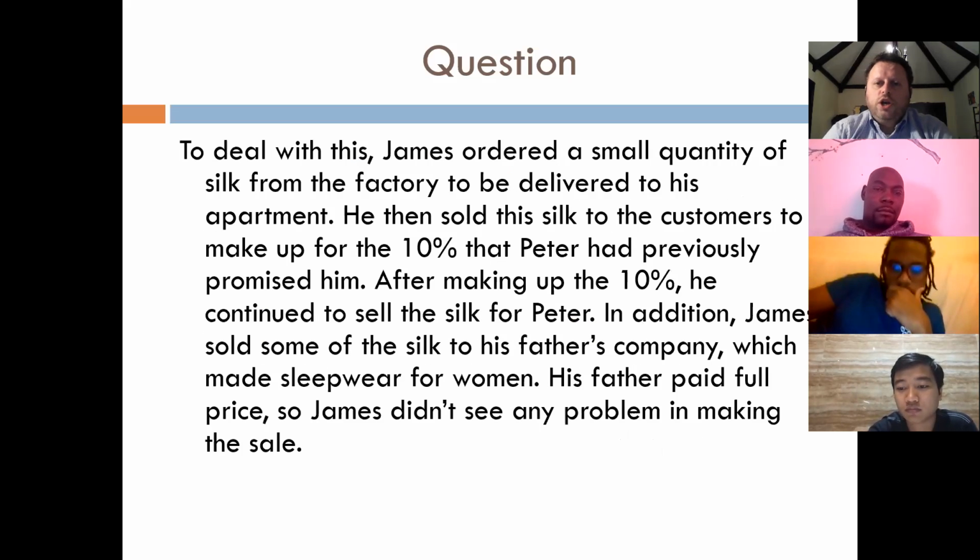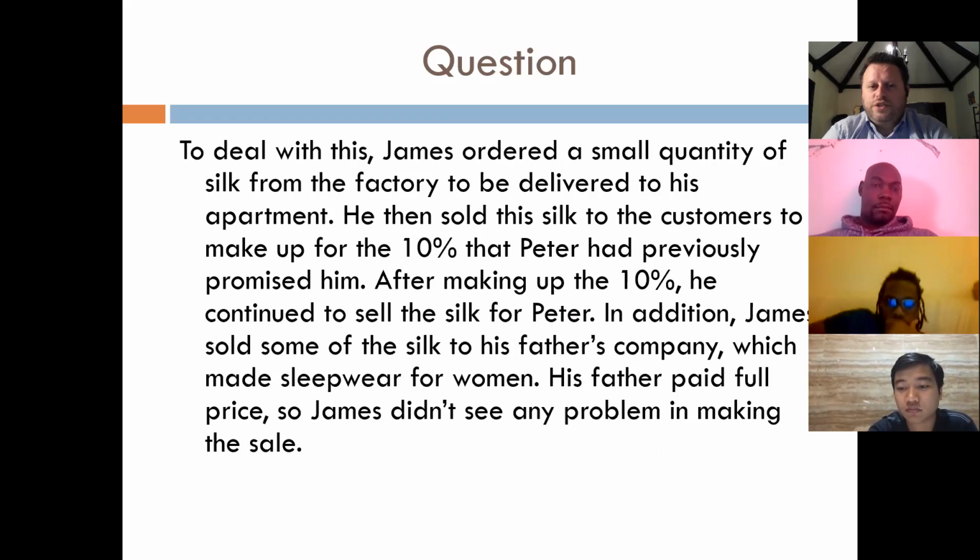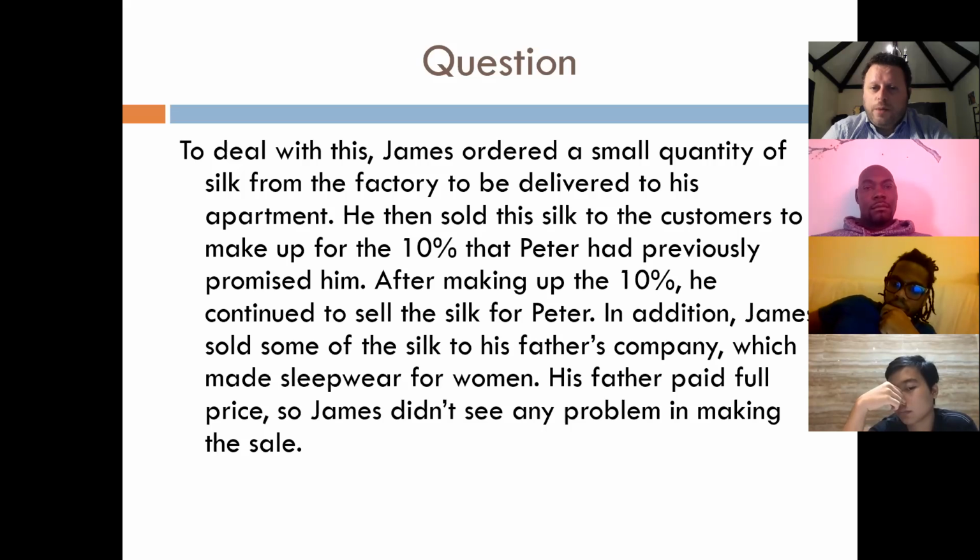To deal with this, James ordered a small quantity of silk from the factory to be delivered to his apartment. He then sold this silk to the customers to make up for the 10% that Peter had previously promised him. After making up the 10%, he continued to sell the silk for Peter. In addition, James sold some of the silk to his father's company, which made sleepwear for women. His father paid full price, so James didn't see any problem in making the sale.